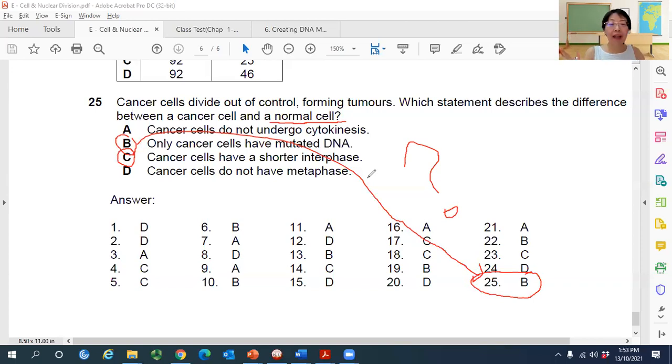So can you see that? Sometimes you can actually argue for the answer. Very nice. All right, so B can be correct if this normal cell is totally normal, meaning no mutation, but our normal cells can have mutations anytime. So shorter interphase, I think, is more relevant because there is no differentiation. I think C is a better answer. I'll take C. Okay, any more questions?